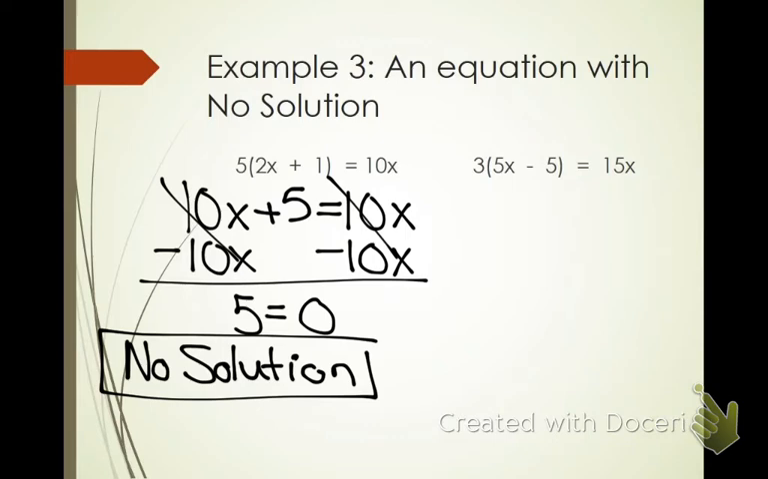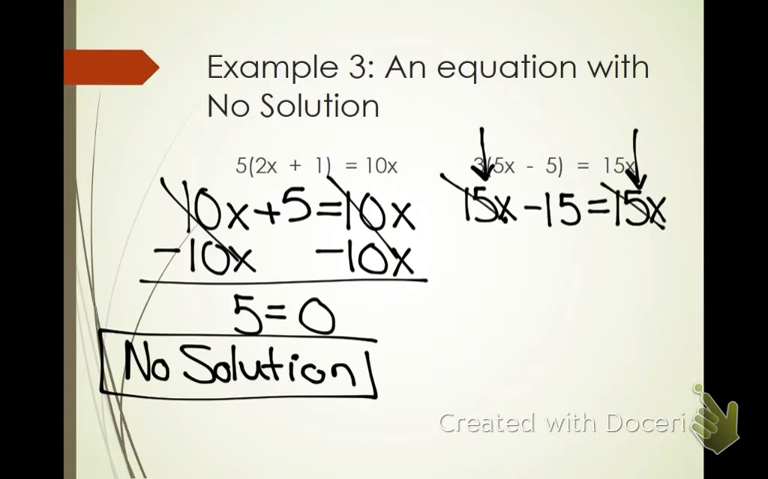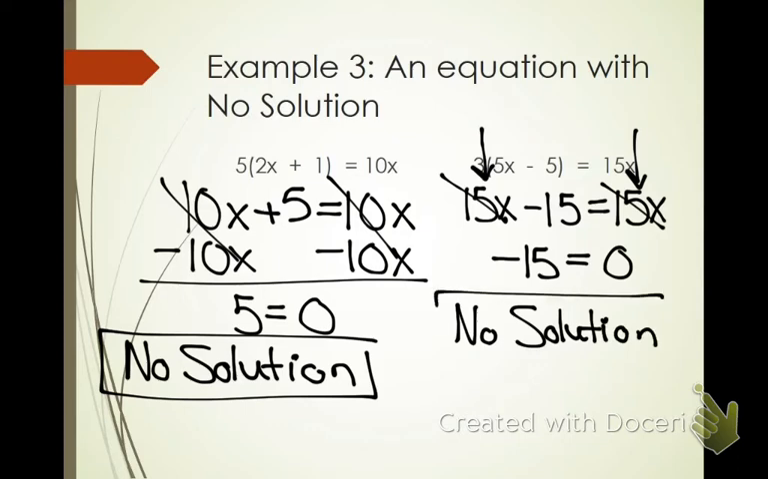Go ahead and do your distributive property to solve. All right, so 3 times 5x is 15x minus 15 equals 15x. So again, the first thing I notice is I have variables on both sides, but what do I also notice about my variable values? They're the same. So when I try to subtract them, they're going to cancel out. And negative 15 does not equal 0. Because those values don't equal, my answer is no solution.